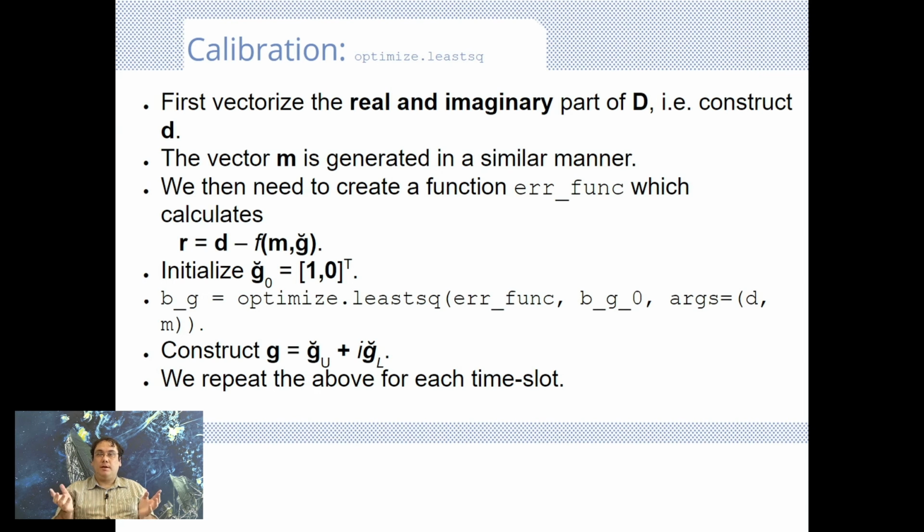We define our error function, as I said, between the data vector and what we expect, so our parameterized model vector. We randomly initialize our guesses for the gain terms, right? And then we run a routine such as the least squares routine that's implemented in SciPy. And then we repeat all of that for each time slot or frequency slot, depending on how you bin up your data.